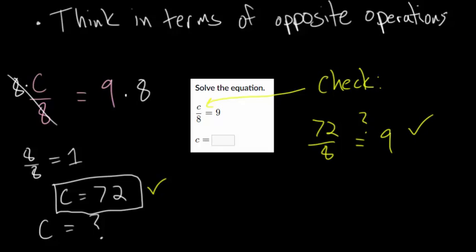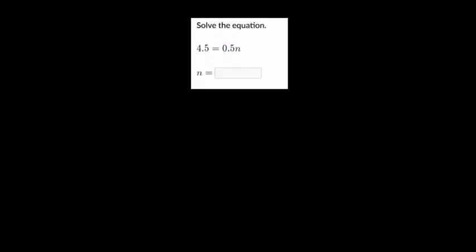Okay, let's move on to another basic equation. This one's actually got a decimal in it. So the process is the same. It's just a little bit more complicated once you start having fractions and decimals. So let me write it off to the side again.